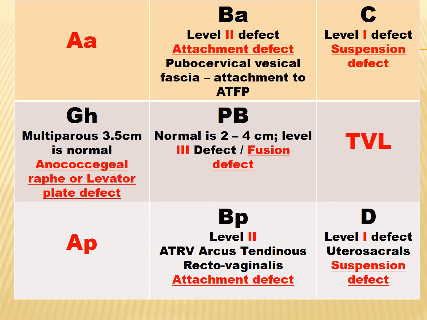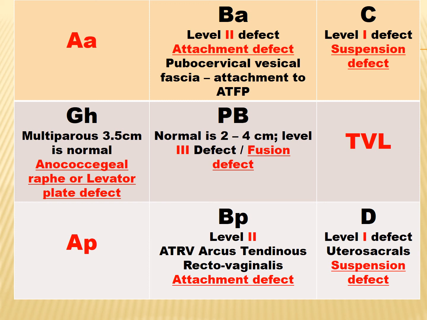Right. Then coming to point C. Point C depicts the suspension defect or level 1 defect. Level 1 in DeLancey. I am talking about DeLancey's levels. That is the reason why I discussed DeLancey's levels after the anatomy of the pelvis, because we should correlate. We can correlate this grid with DeLancey's levels so that it will be easier for us to understand the grid. Right. So this finishes the anterior vaginal wall.